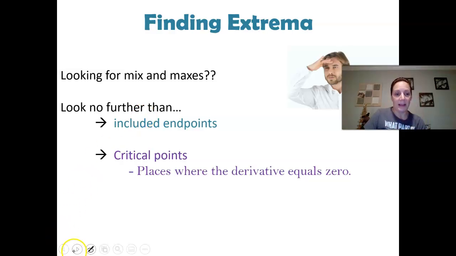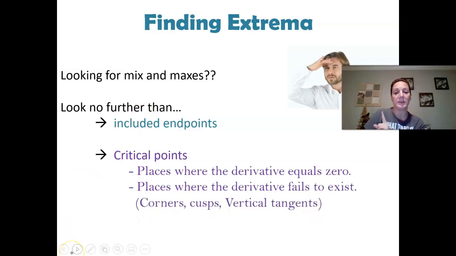But the other place, the other critical point, is a place where your derivative fails to exist. We're talking about corners, cusps, vertical tangents, discontinuities. Now remember, if there's going to be mins and maxes, if we're going to be applying the extreme value theorem, then it better be continuous on the closed interval. So if there's a discontinuity, we already kind of have our eye on this thing. But places like corners and cusps are tricky because the function is still continuous there.